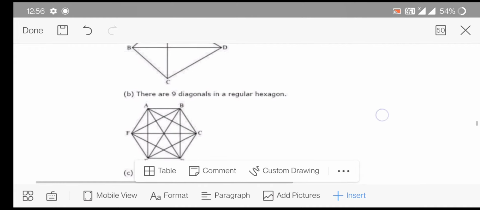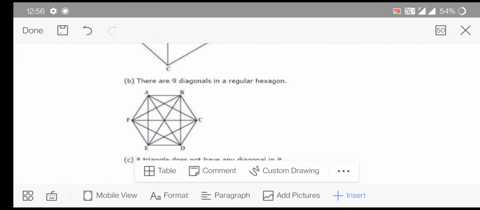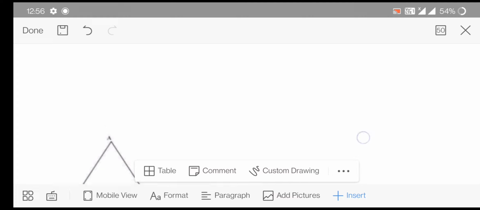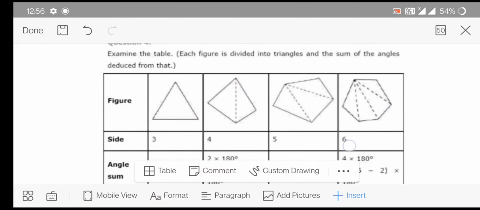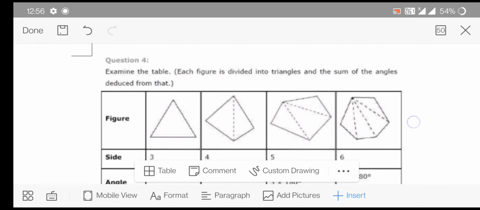In the next one, regular hexagon. Regular hexagon means hexagon in which all the sides are equal. So here, by joining the different vertices, you will get 9 diagonals. And triangle is a figure in which there is no diagonal, so 0 diagonals in the triangle. Moving with the third question, that third question you can do by yourself. Let's go with the fourth one.